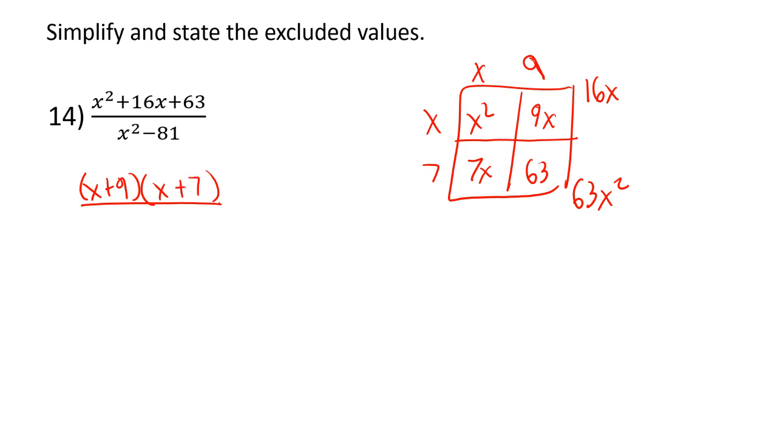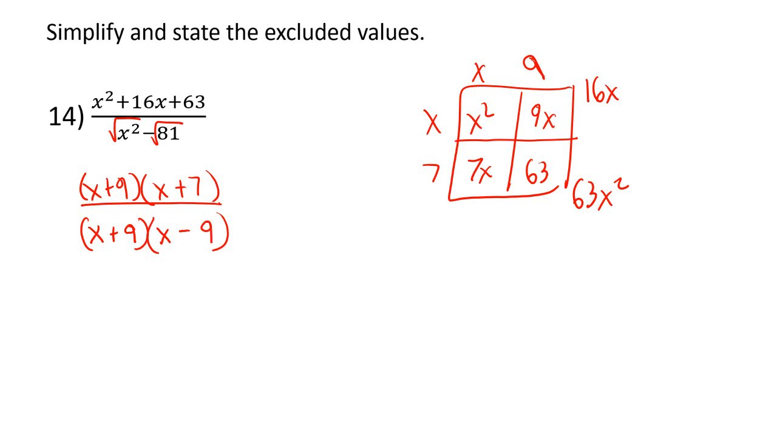okay, in the denominator, x squared is a perfect square. We have a minus sign, and 81 is a perfect square. So this is a difference of squares. So we're going to have a plus sign and a minus sign. We can square root x squared and get x. We can square root 81 and get 9.